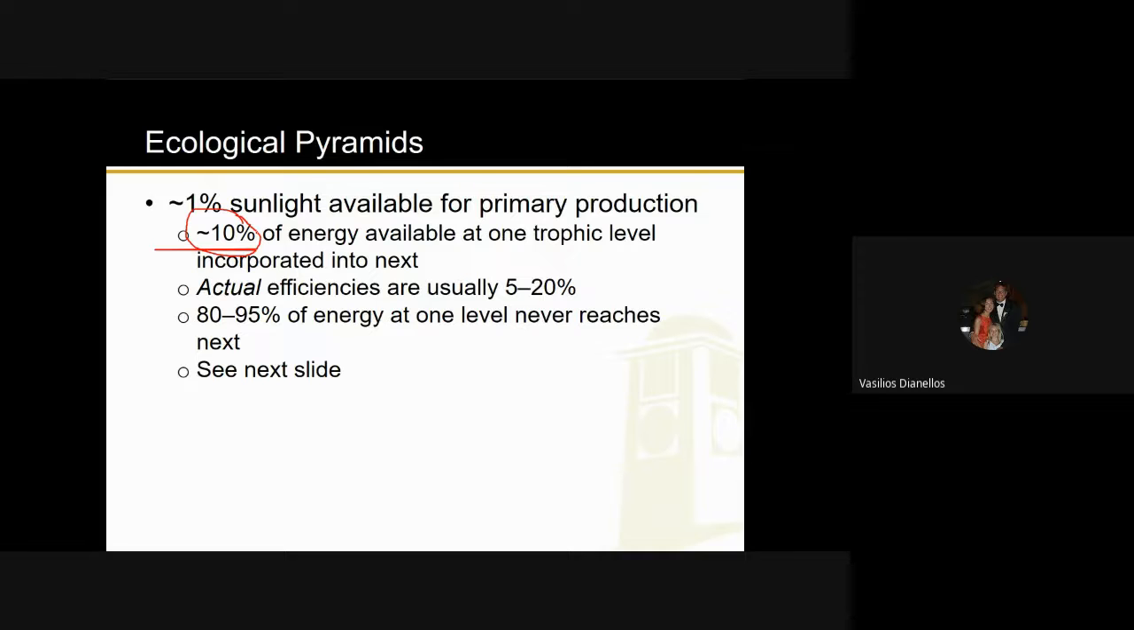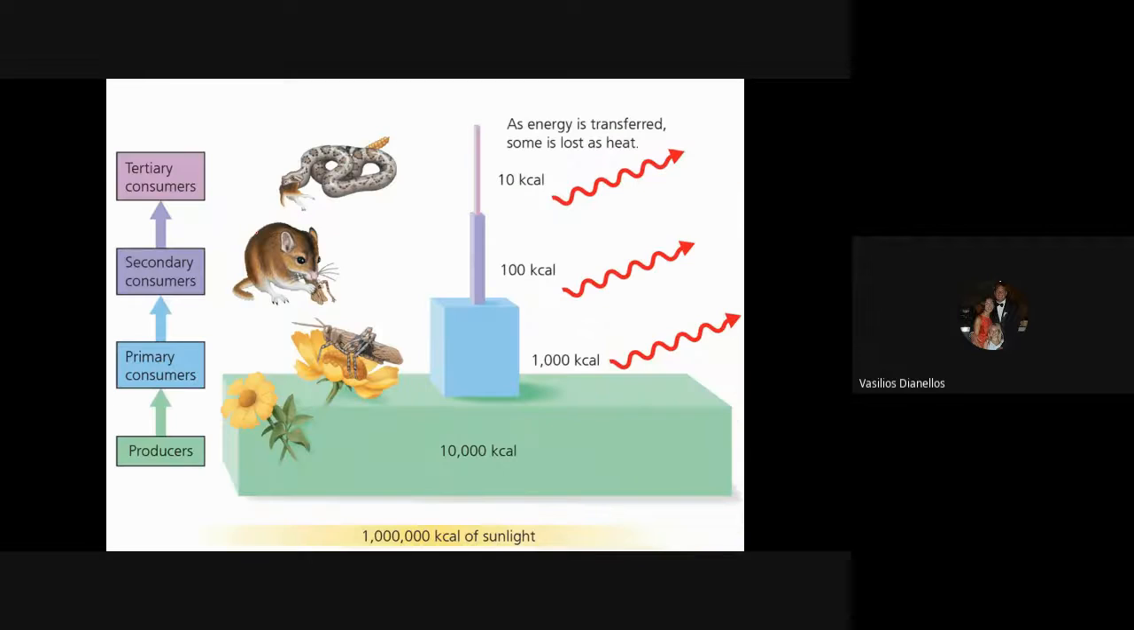Every time you step up, you're going to lose. Only 10% of all your energy is moving forward. Let's just talk about what I mean by that. So here we go. If there's 1 million kilocalories of sunlight, as you can see down here at the bottom.